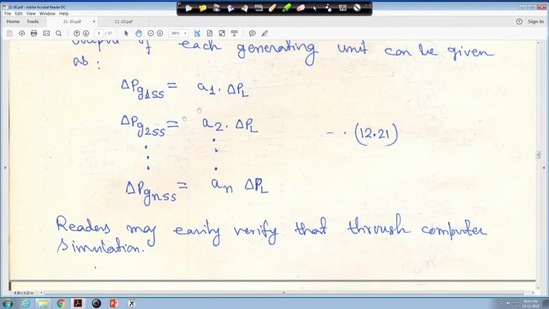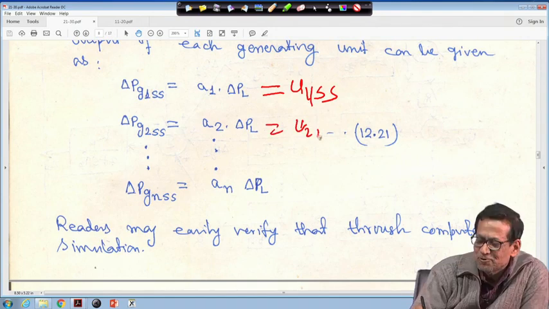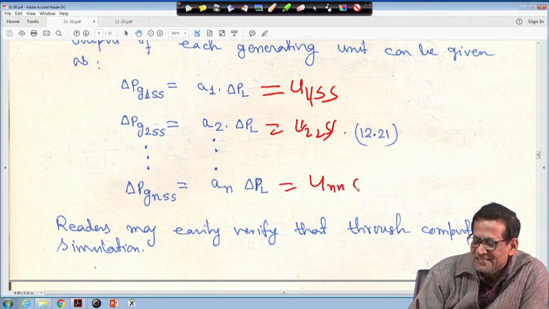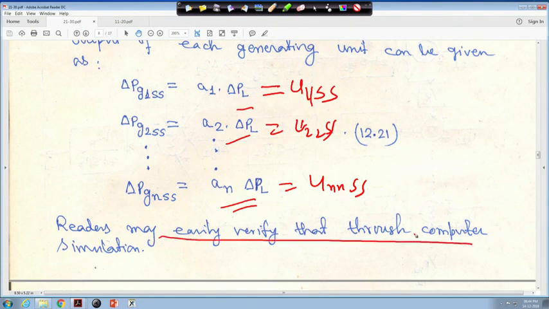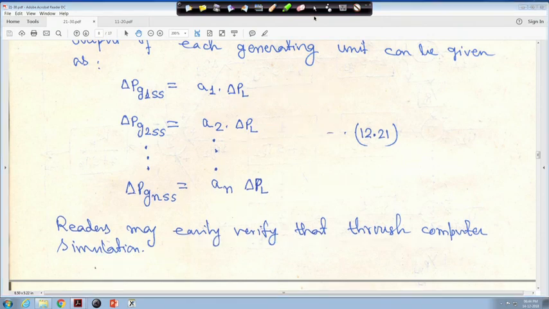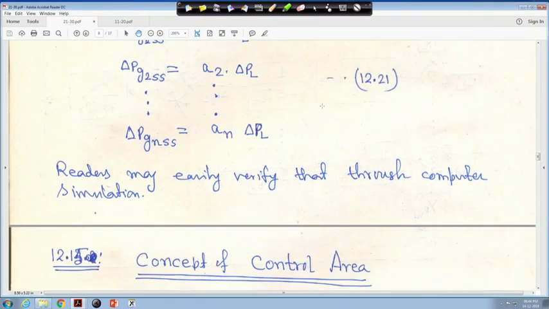That is why, whatever I said, delta Pg1 SS is nothing but U1 SS, the same thing you will get. This will also be U22 SS, and this will be UNN SS, all steady state values. So delta Pg1 steady state will be A1 into delta PL, A2 into delta PL for delta Pg2 SS, and similarly delta PgN SS will be AN into delta PL. Readers may easily verify this with computer simulation; you can check it in MATLAB. Another thing I did not mention yet, I will tell you later.